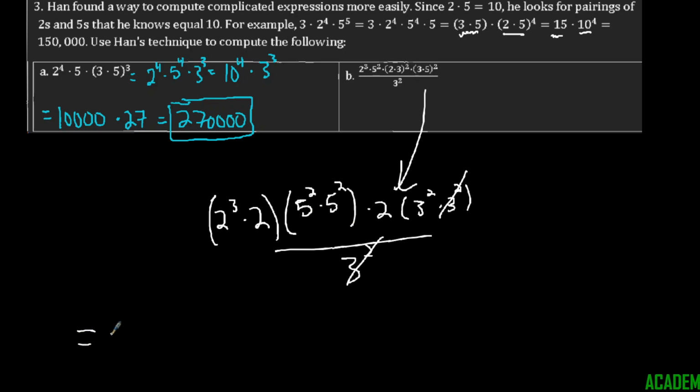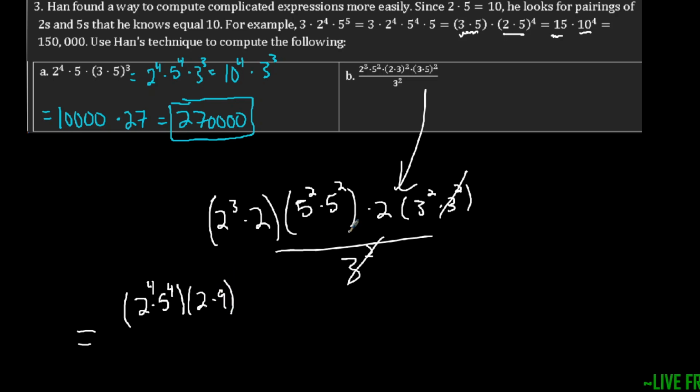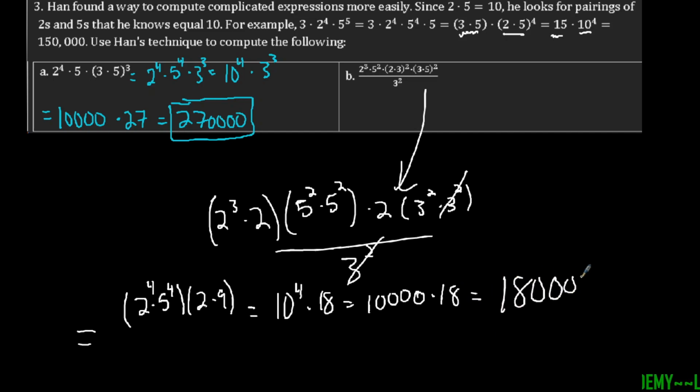We're going to say this is going to be equal to 2 to the 4th times 5 to the 4th times 2 times 9, because 3 squared is 9. So this is the same as 10 to the 4th times 18, which is equal to 10,000 times 18. So it's going to be equal to 180,000.